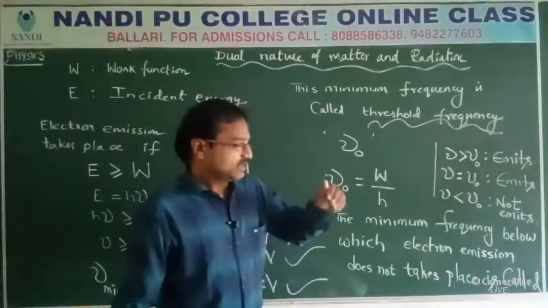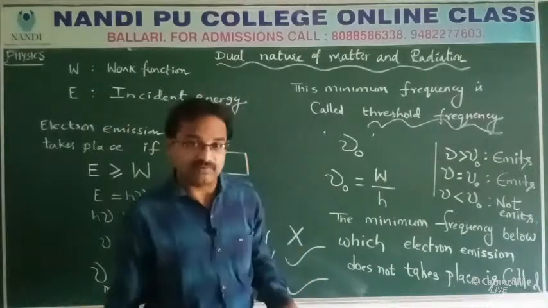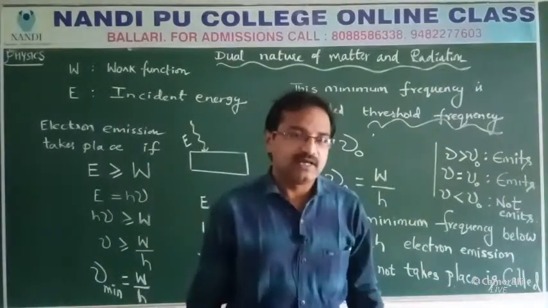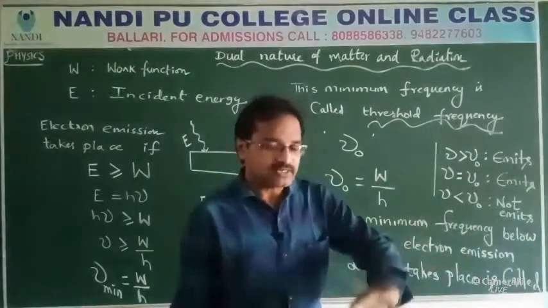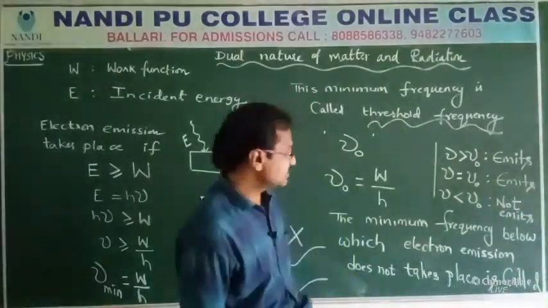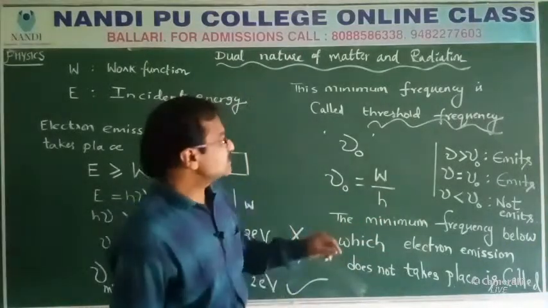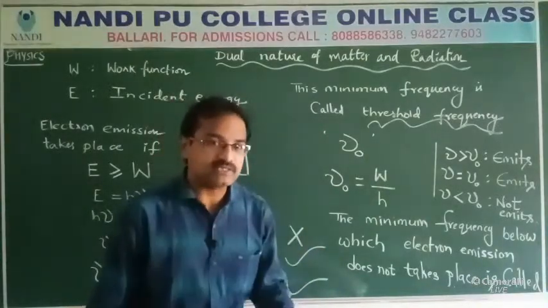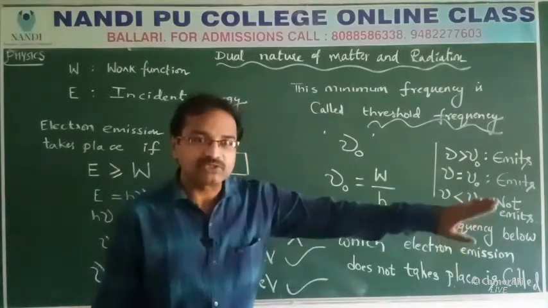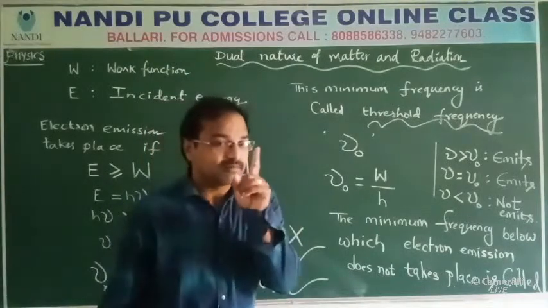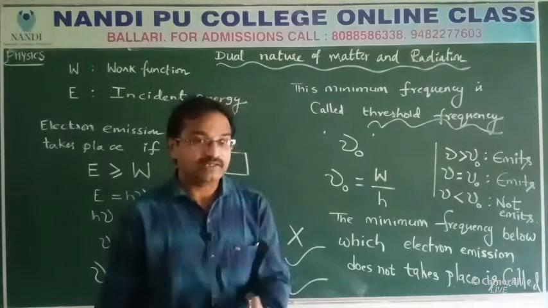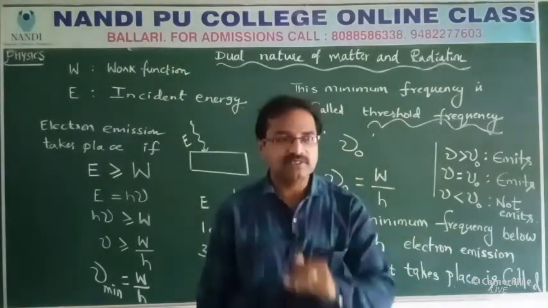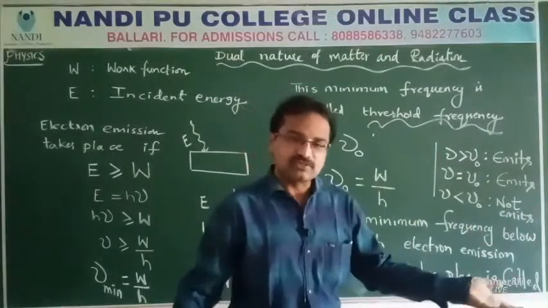Why? To eject the electron from the metal surface, it requires some energy. Yes or no? Greater the energy, greater the frequency. Lesser the frequency, lesser the energy. So, energy and frequency are directly proportional. So, this is very important. What is the point here? What is threshold frequency? The minimum frequency below which there is no electron emission, or the minimum frequency at which electron emission starts. At that particular frequency it starts. If it is more also, it starts only.